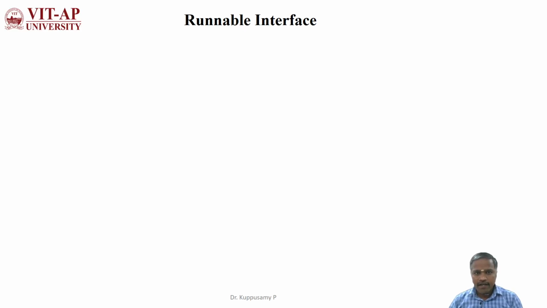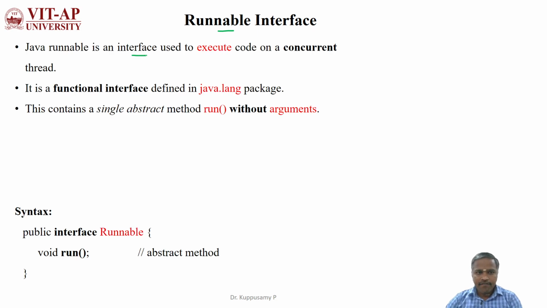Hello everyone, here we will discuss the Runnable interface in Java programming. This is an interface which is used to execute code on parallel threads. This is a functional interface which is defined in the Java API inside the language package. The Runnable interface has a single abstract method. That method name is run, which does not take any arguments.